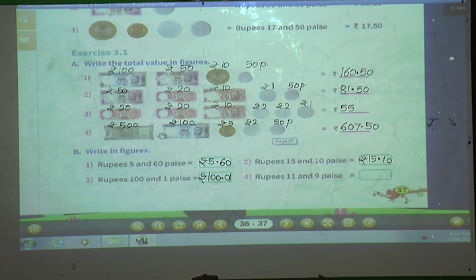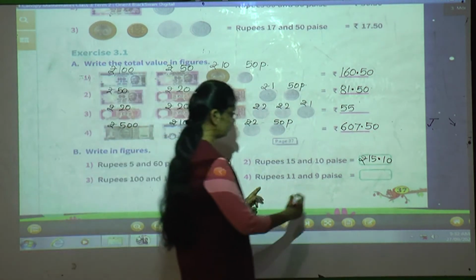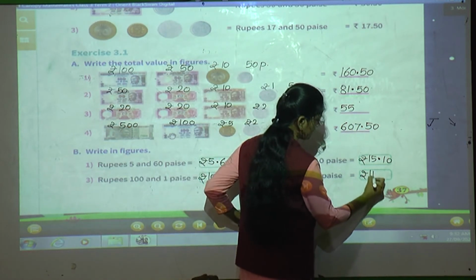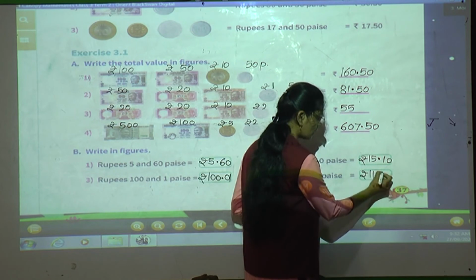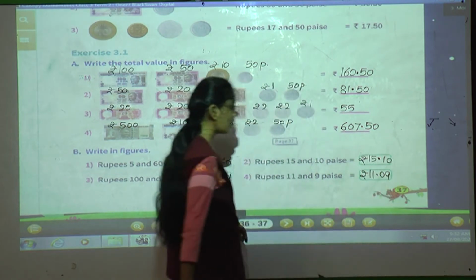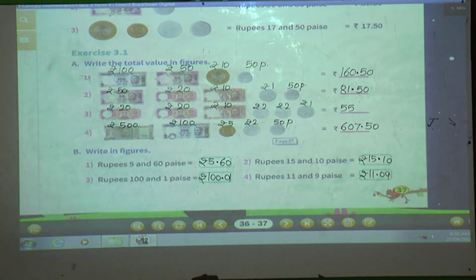Last one, fourth one, rupees 11 and 9 paise. See here, rupees 11. So first we will write rupees 11 and 9 paise. So here we will give a dot and 09, which means rupees 11.09. Okay. Now turn the page.